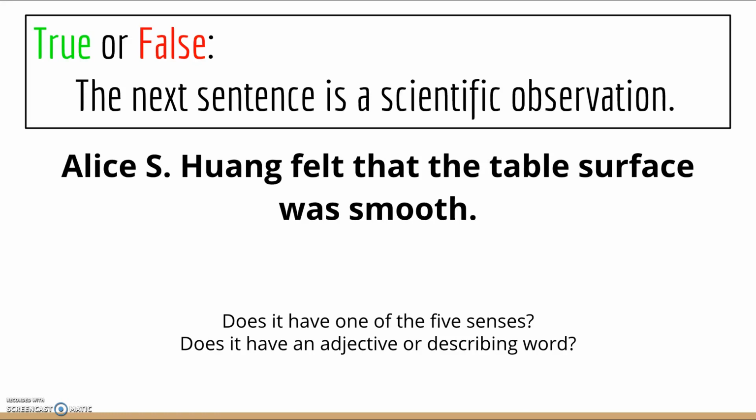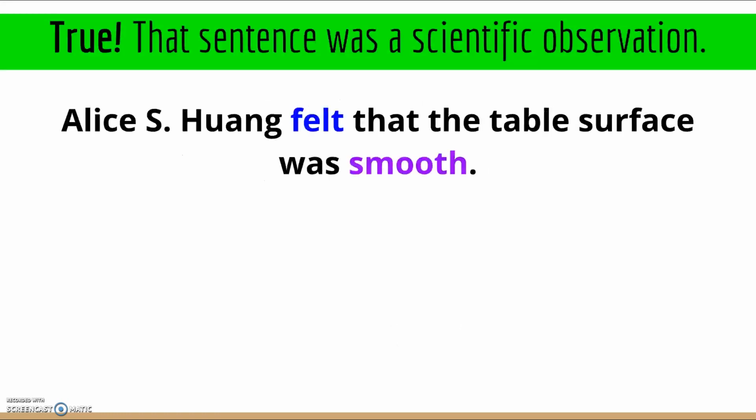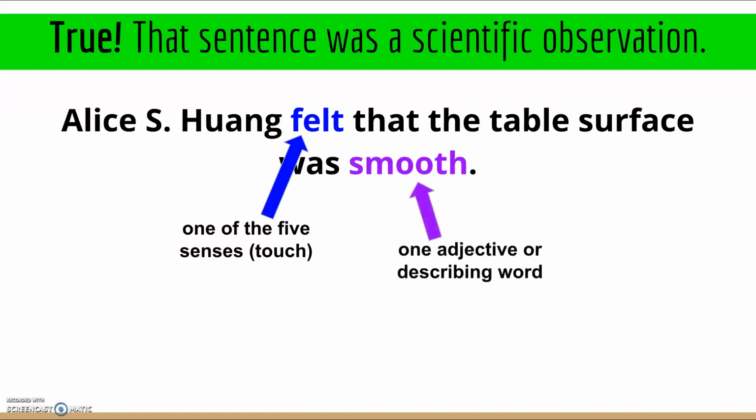Okay, hopefully you have an answer. We're going to move on. Yes, that sentence was a scientific observation. Alice S. Huang felt, that's one of the 5 senses, touch, that the table surface was smooth. That is one adjective or describing word. And notice that Alice S. Huang is feeling the table surface, and then she's describing the table surface with the adjective here.